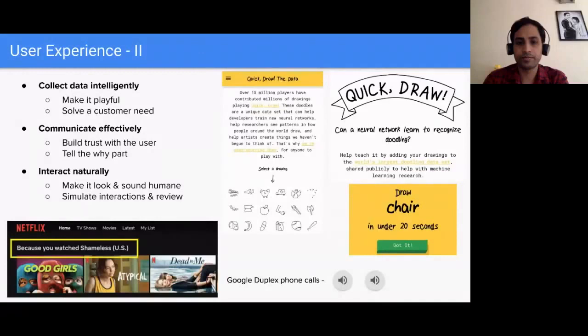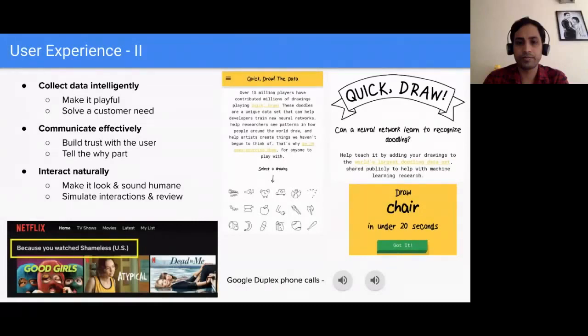The next thing is how do we communicate effectively. A lot of times users need to know why you are suggesting something. Netflix does it very well. When it shows you certain recommendations, it will tell you they're recommending you this because you have liked so and so thing, you watched so and so thing, you have completed so many episodes of so and so series.